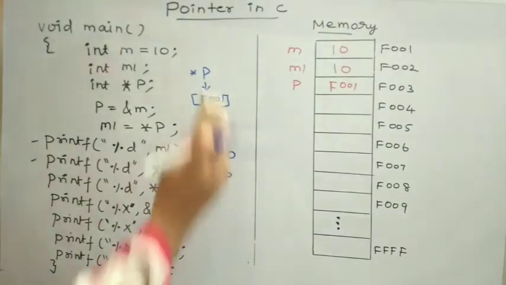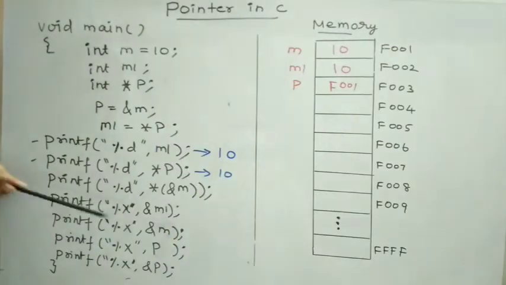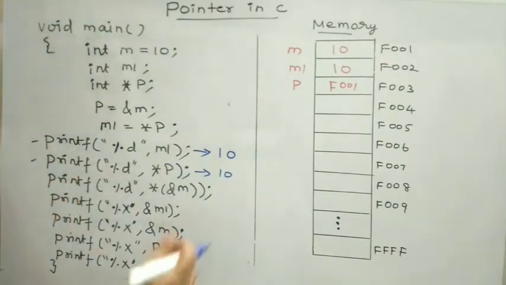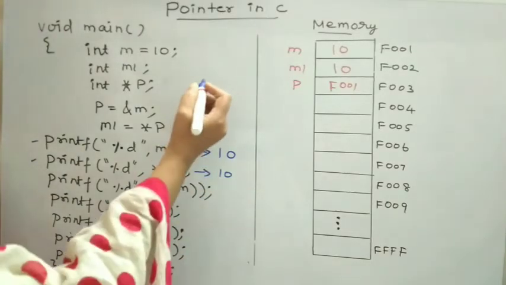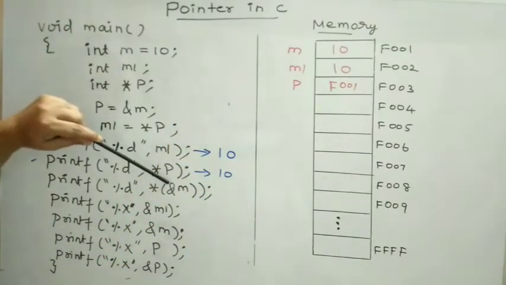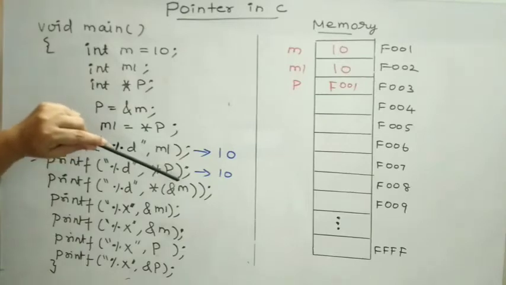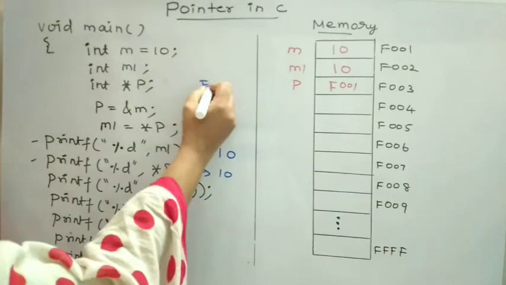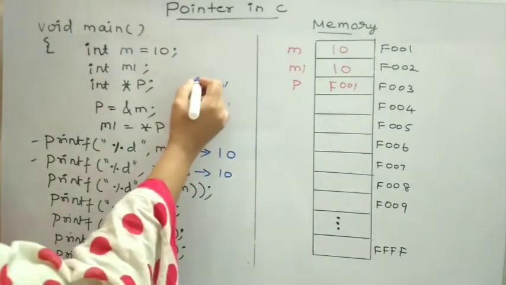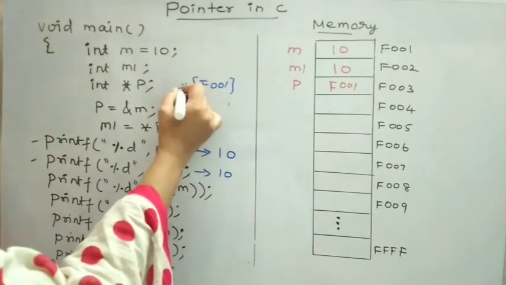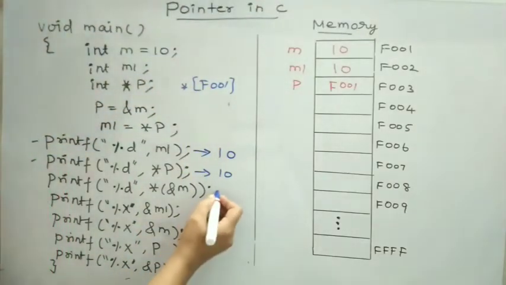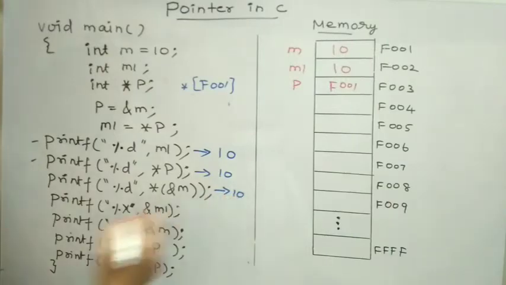When I execute this third printf statement, it prints star ampersand m. First, this ampersand m will get executed. That is, this memory address operator will fetch the address of m. What is the address of m? The address of m is F001. Then if I apply the indirection operator to this, it will fetch the content of F001. The F001 content is 10, so the third printf statement will print the value 10.